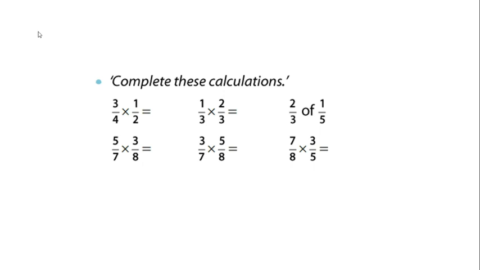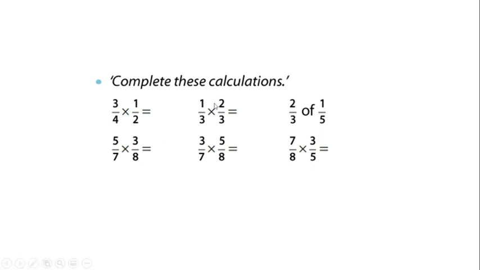Okay, I'm going to go through the answers. Please pause the video if you've not finished. First question. 3/4 multiplied by a half would be 3/8. 3 times 1 is 3. 4 times 2 is 8. 3/8. This one. 5/7 times 3/8 would be 15 over 56. 15/56.